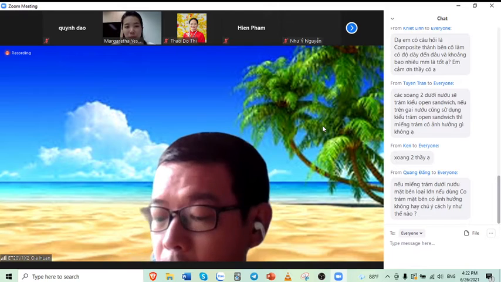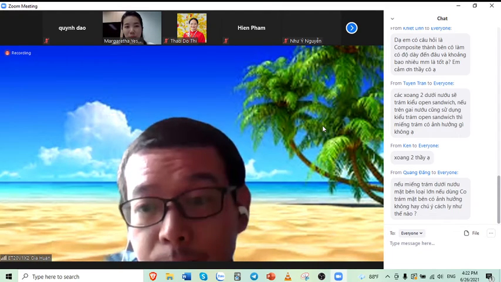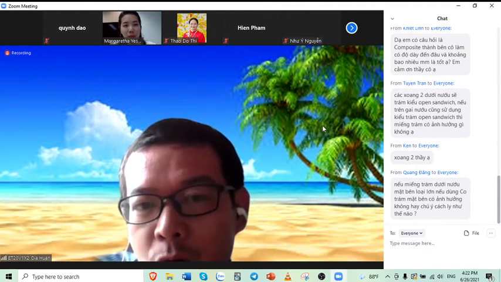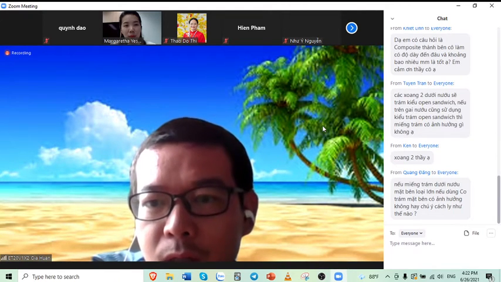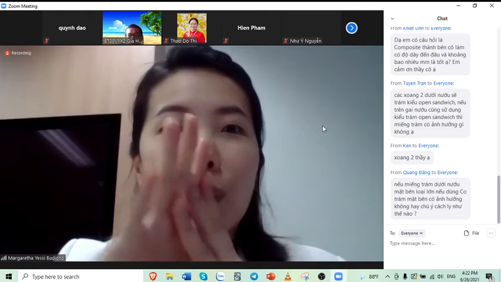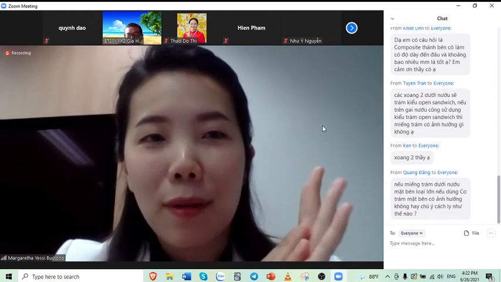So then the question is, how thick should the composite be when you do the mesial wall or the distal wall? Should be around 1 to 2 mm, that would be enough.